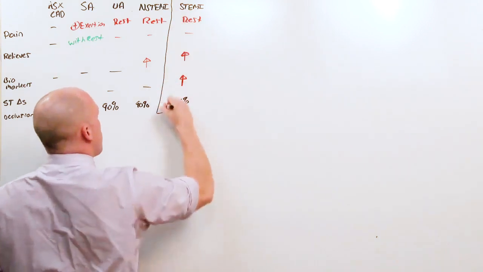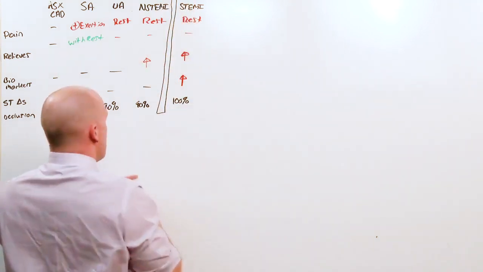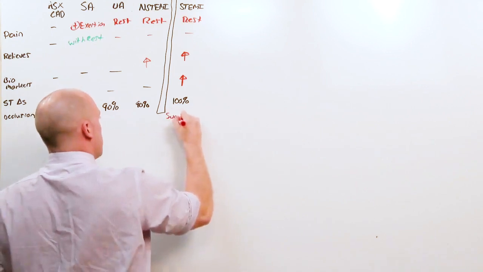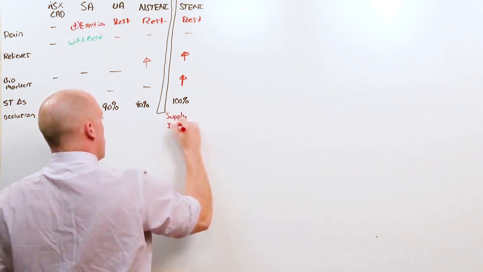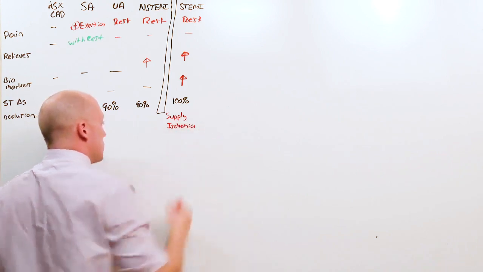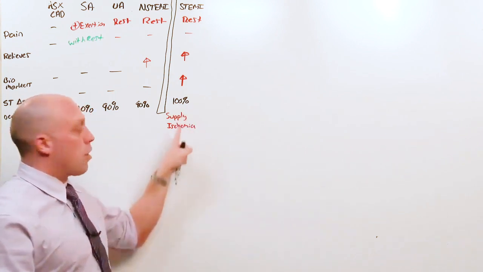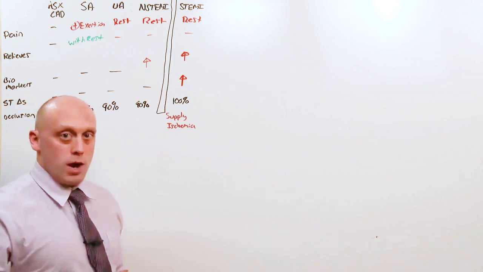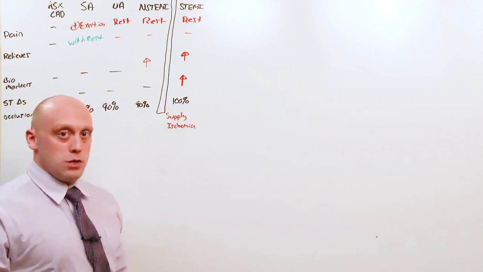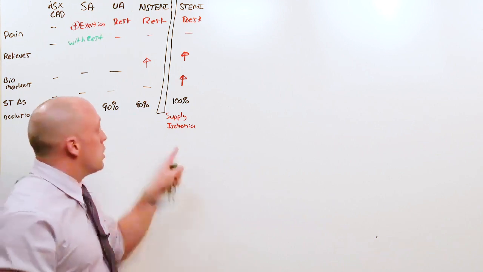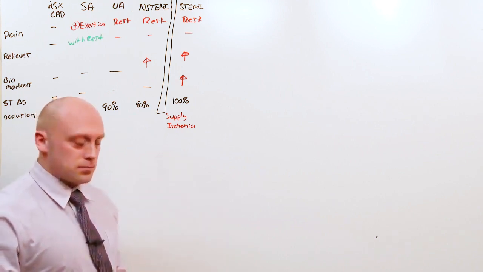First, the STEMI, the highest acuity of the diseases. This is a supply ischemia. No matter how little work the heart does, no matter how low the demand, there is no supply. Heart is going to die one way or another. The only thing you can do is intervene to reopen the blocked vessel.